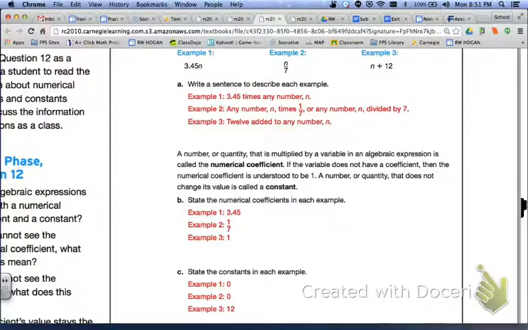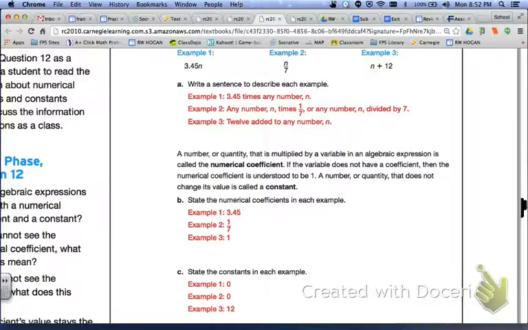Let's take a look at letter B. The numerical coefficient for example 1 would be 3.45. That's what you are multiplying by n. For example 2, remember, dividing is the same as multiplying by the reciprocal. So we can take 1/7 and multiply that by n. That would be the same as n divided by 7. So 1/7 is our numerical coefficient for example 2. Example 3, we just have the variable. Remember, if the variable does not have a coefficient in front of it, then it is understood to be 1.